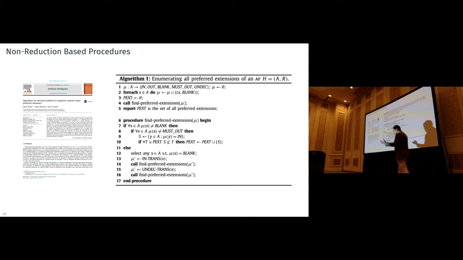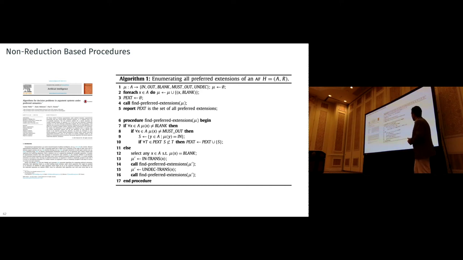In essence, algorithms for reasoning about argumentation frameworks at the abstract level are distinguished into two big families. One is non-reduction-based procedures, and the other is reduction-based procedures. The non-reduction-based procedures are, in essence, algorithms that do a search in the space of possible labelings, straight on the argumentation framework with ad hoc procedures.